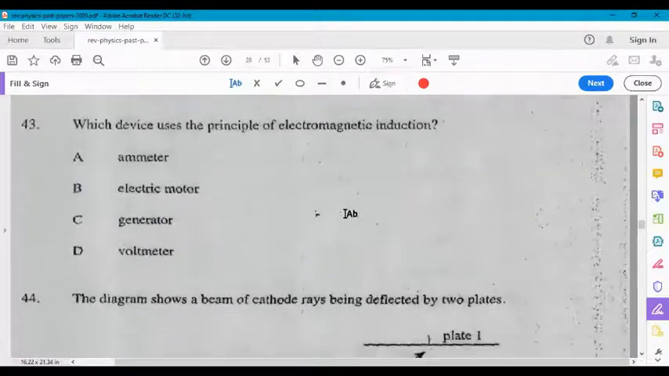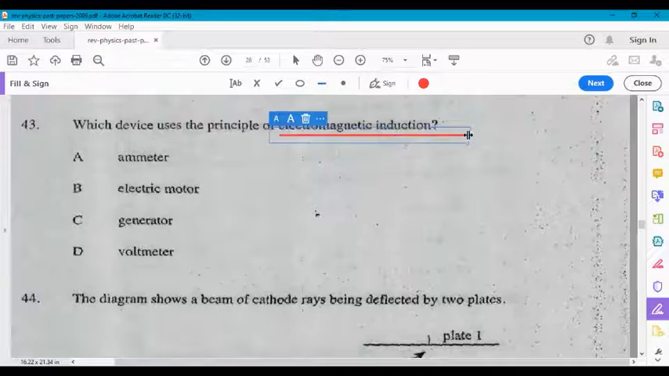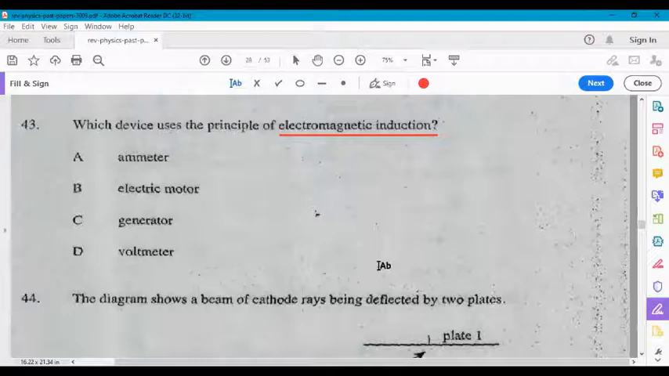Number 43, which device uses the principle of electromagnetic induction? Electromagnetic induction is the induction of current due to movement through a magnetic field. So in which one of these devices do we move something between the poles of two magnets? Well, that would be in our generator. We have our crank and we move it. So remember, DC motor turns electrical energy into kinetic energy. So when we turn on the current, then the coil moves because the forces are induced on the coil.